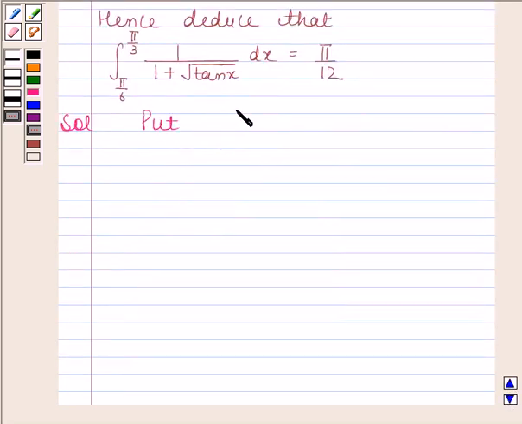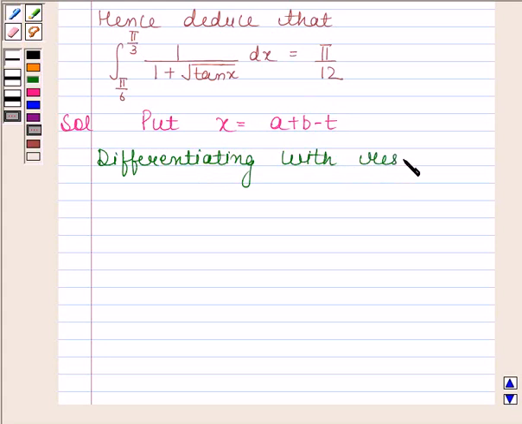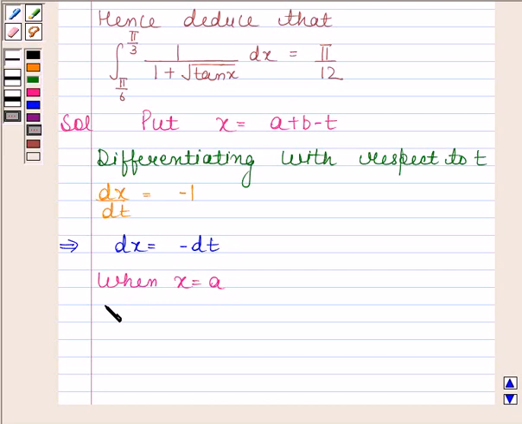Let us put x equals a plus b minus t. Now differentiating this with respect to t, we get dx by dt equals minus 1. This implies dx is equal to minus dt. Now, when x is equal to a, then t is equal to b, and when x is equal to b, t is equal to a.